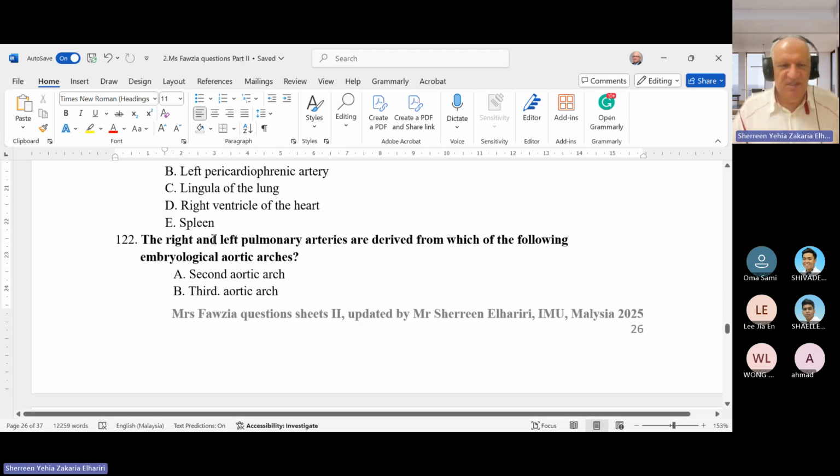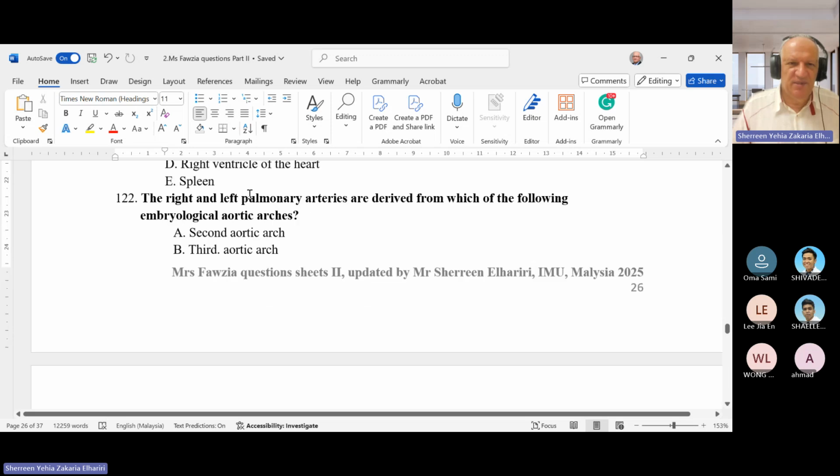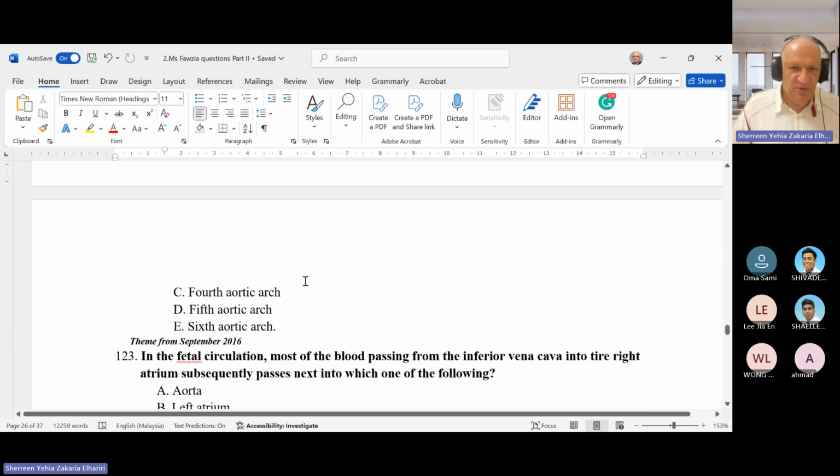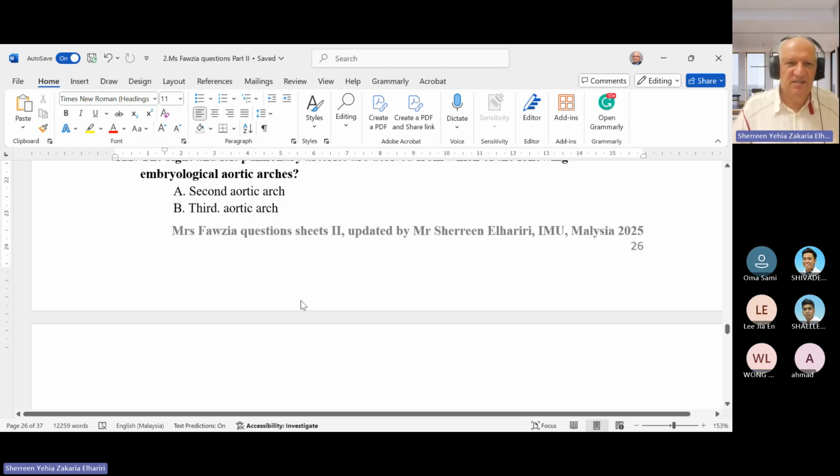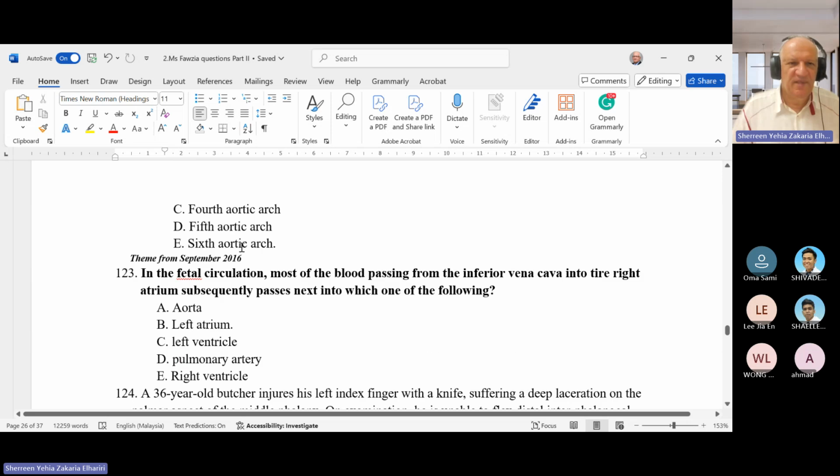Again, a common famous exam question: the right and left pulmonary arteries are derived from which of the following? And again, if the question comes as right and left pulmonary artery, or patent ductus arteriosus, both arise from which arch? A very common embryology question: the sixth arch. There are six aortic arches, like the pharyngeal arches.